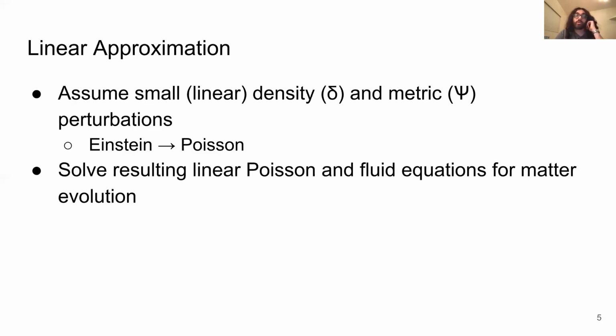So previously we assumed that we had some small density and metric perturbations, delta and psi. And by small, we mean that they were to first order, so they were linear. And this turned the Einstein equation into the Poisson equation. And then we solved the resulting linear Poisson equation and the fluid equations for the matter evolution.